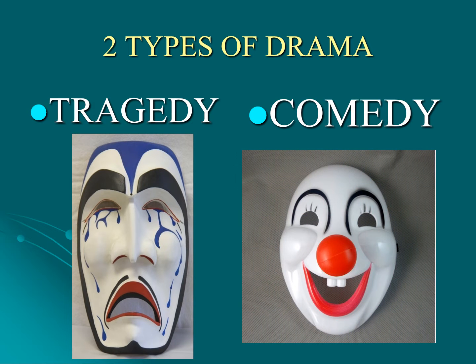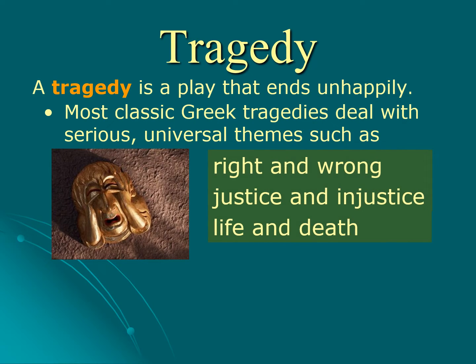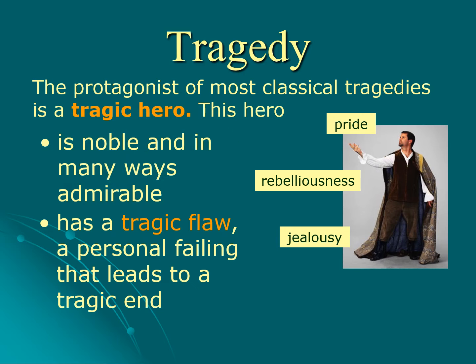There are two types of drama: tragedy and comedy. A tragedy is a play that ends unhappily. Most classic Greek tragedies deal with serious, universal themes such as right and wrong, justice and injustice, life and death. Tragedies pit human limitations against the larger forces of destiny. In tragedy, the protagonist of most classical tragedies usually dies or fails at the end. We call him or her a tragic hero.